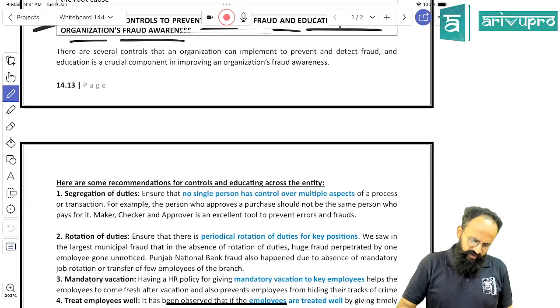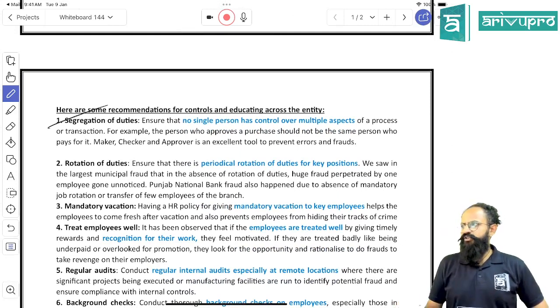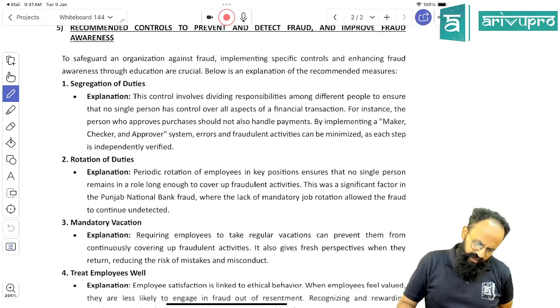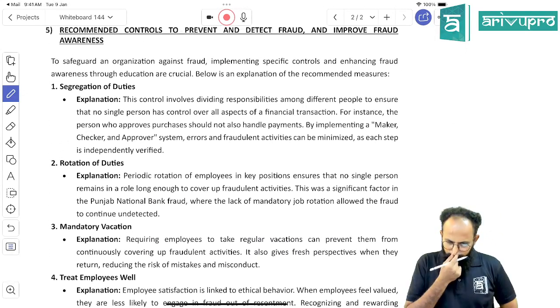Yes. Now, what is the first one, people? Segregation of duties. Okay, now let us look at it from here only. Segregation of duties means what, people? Now, for example.